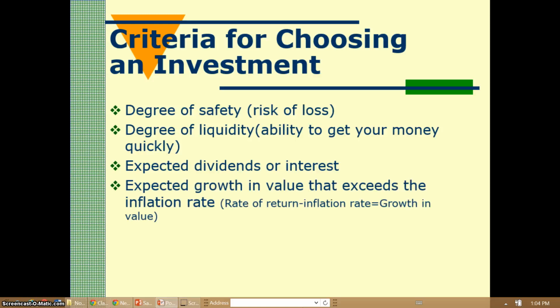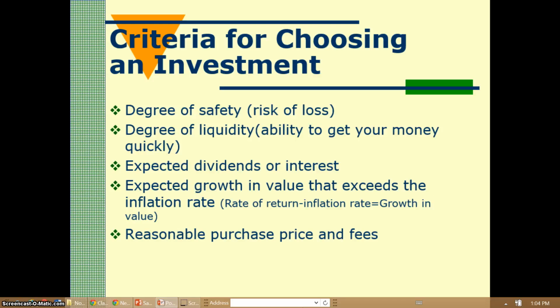You have to plan for what your expected growth is in the value that exceeds the inflation rate. So what do you want that money to go towards as far as what type of financial goal? How quickly do you need to achieve that financial goal? So then how quickly do you need that money to grow? So at what growth rate do you need it to have? So the higher risk investments are going to have higher growth rates versus the lower risk investments are going to have lower growth rates.